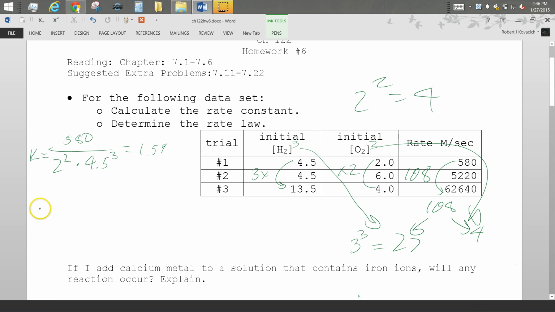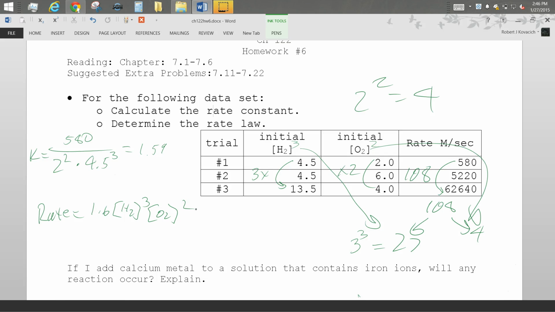So then my rate law is the rate is equal to 1.6 hydrogen cubed oxygen squared. And that's it. Do you write it like that, or do you put in 4.5? No, that's how you write it. That's what it is, period. That applies for anything. So now that I have the rate law, what does that do for me?